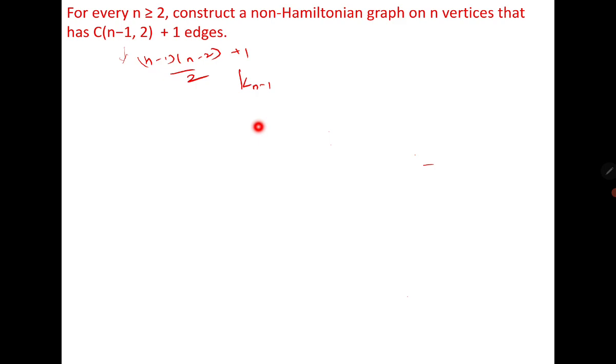So consider any graph. Let's say you want to construct for n equal to 6. So consider K5. And once you have K5, then introduce the new vertex and make it adjacent to one of the vertices. This gives you a graph with (n-1)(n-2)/2 plus 1 edges, but at the same time you can see it's not Hamiltonian because this edge cannot be part of a Hamiltonian cycle. So the graph is not Hamiltonian.